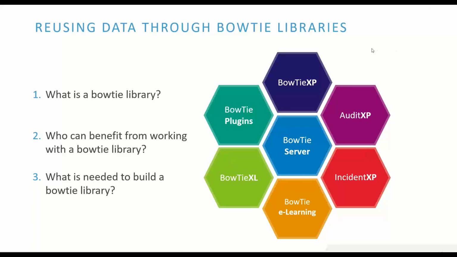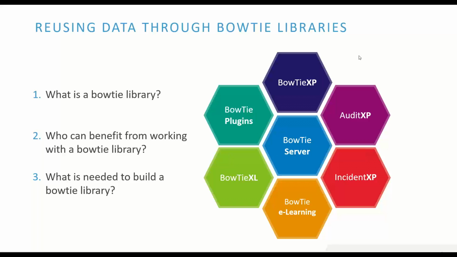So then the next question is, what is needed in order to build a bow tie library? So of course, one of the things you will need is BowTieXP. More specifically, you will need BowTieXP Advanced. In order to achieve this, we will need to make use of the scrapbook functionality. And the scrapbook functionality is arguably the strongest feature of the BowTieXP Advanced version. And during this session, of course, you will be able to see why that is the case. Another thing which might be handy when working with bow tie libraries is having Excel available.